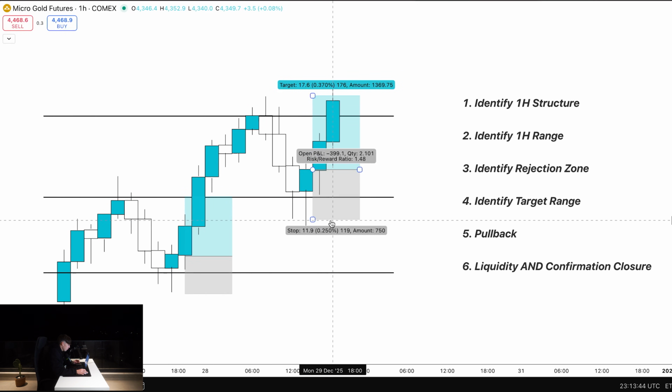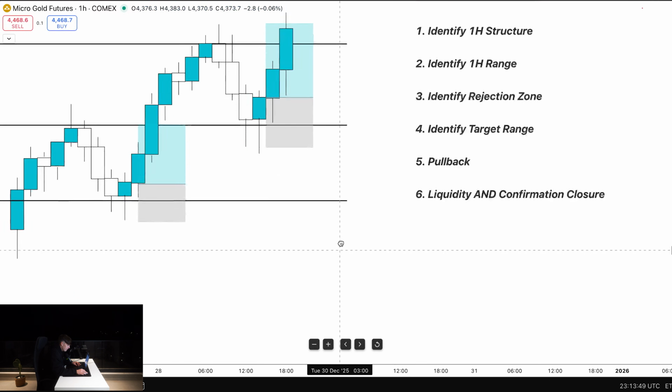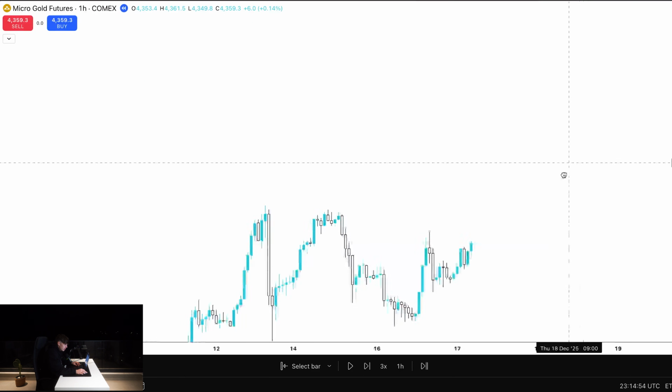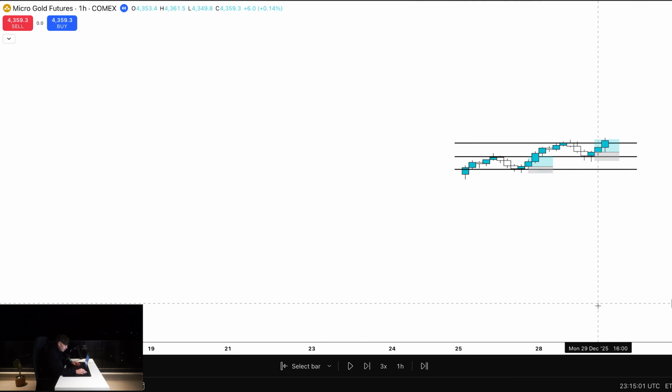It's extremely simple, but don't just take my word for it. Let's jump onto the chart so I can show you some live examples of it actually playing out. Okay, so we are on the charts right now, and I've just clicked on a random bar here on replay mode. So we're going to go ahead and actually take a look at what our entry criteria were earlier.